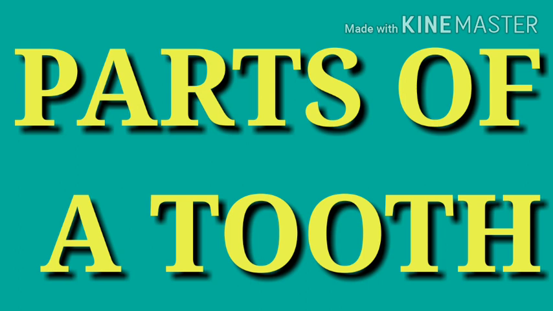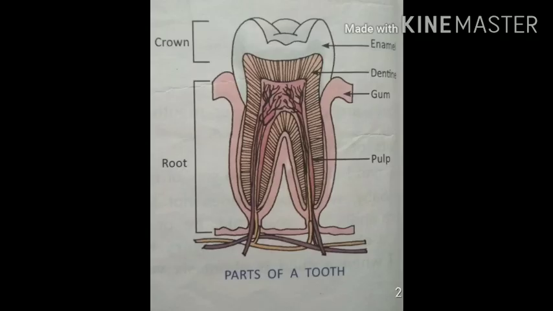You know that a tooth has two main parts, the crown and the root. You can easily see that the white part is known as the crown, and this is the part which we can see and it is present outside the gum. The root part of the tooth is inside the gum, which we cannot see.